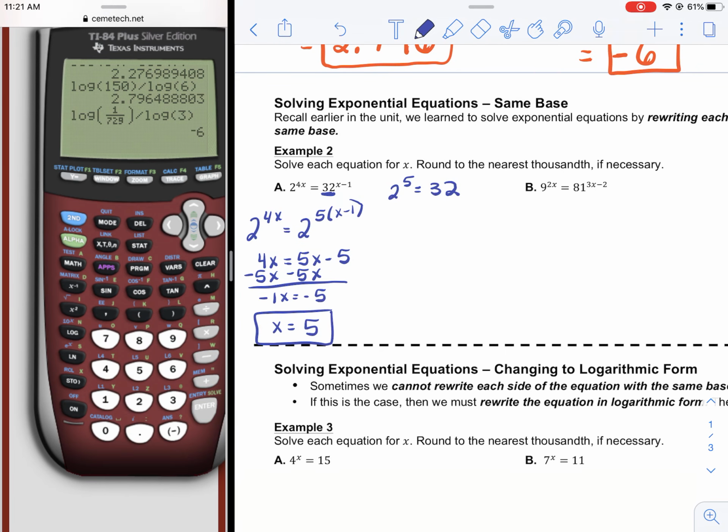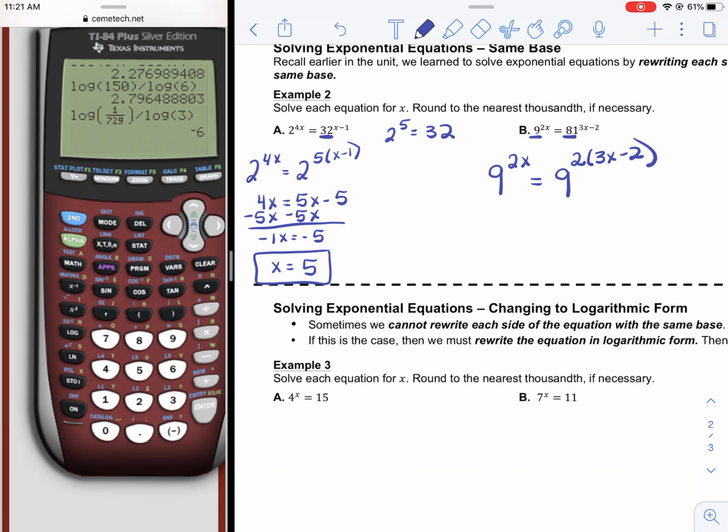Okay, so for the next one, I can rewrite both of the sides with a base of 9, so I don't have to do anything to the left side. I'm going to rewrite the right side of the equation. I know that 9 squared equals 81, so I'm going to make the 81 9 squared. And then I'm going to raise my new exponent to my old exponent, 3x minus 2. Power to a power means multiply. Now that I have the same base, I'm going to set my exponents equal to each other.